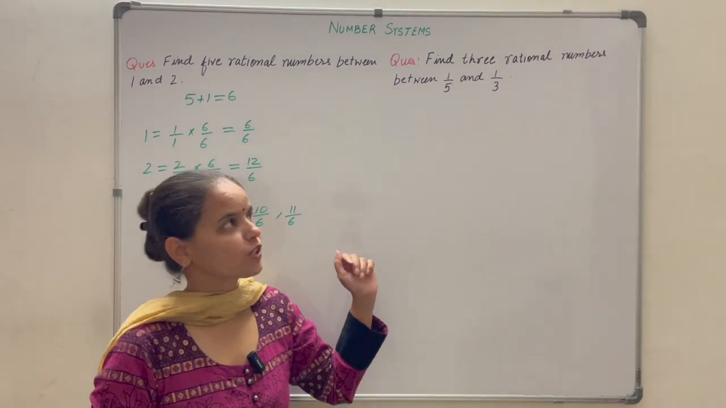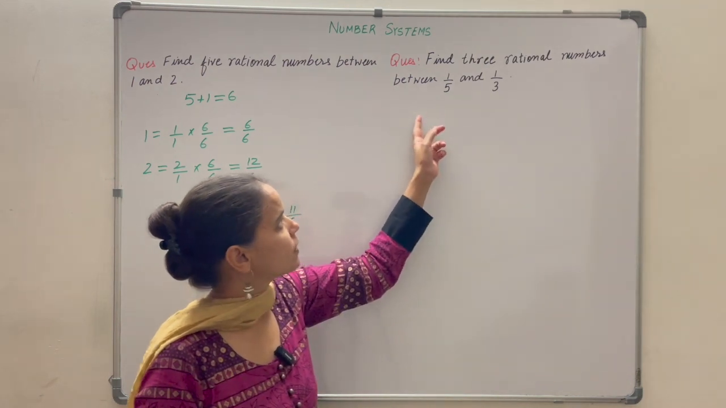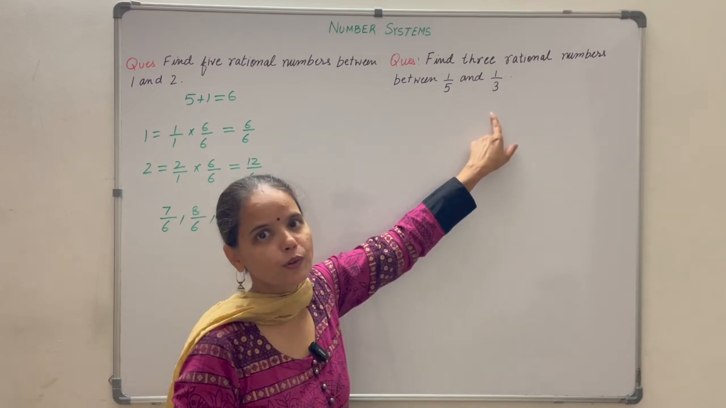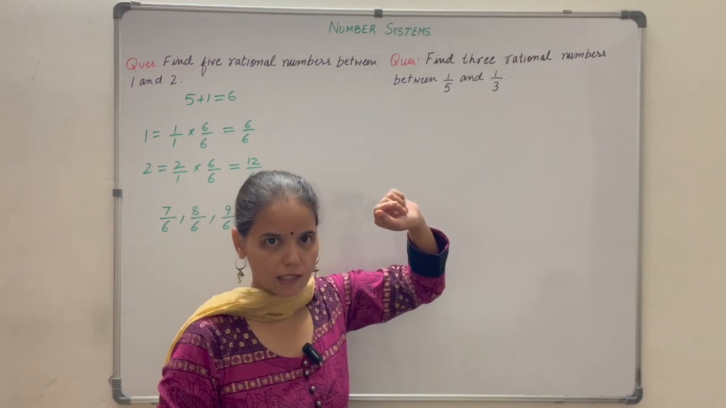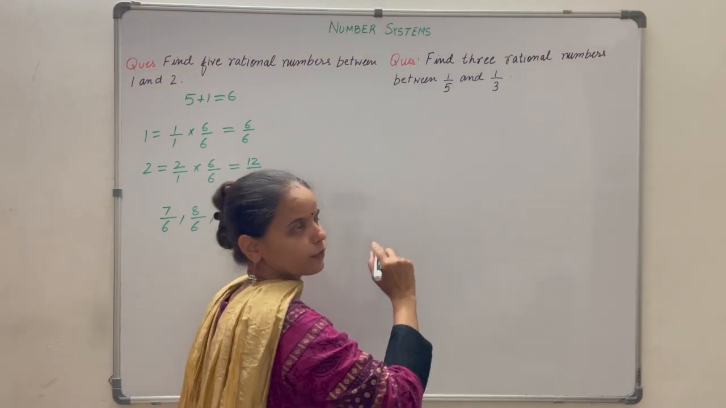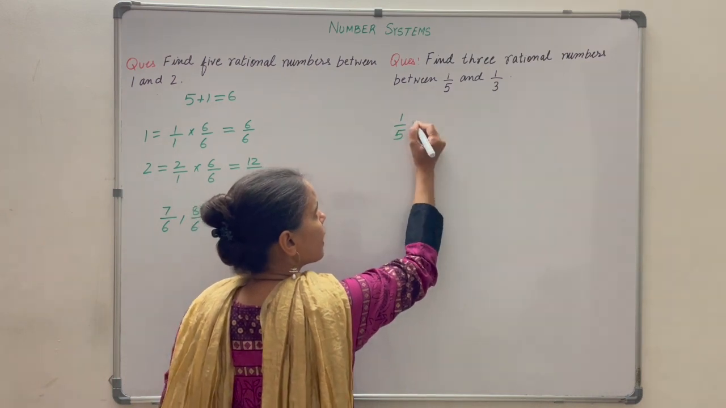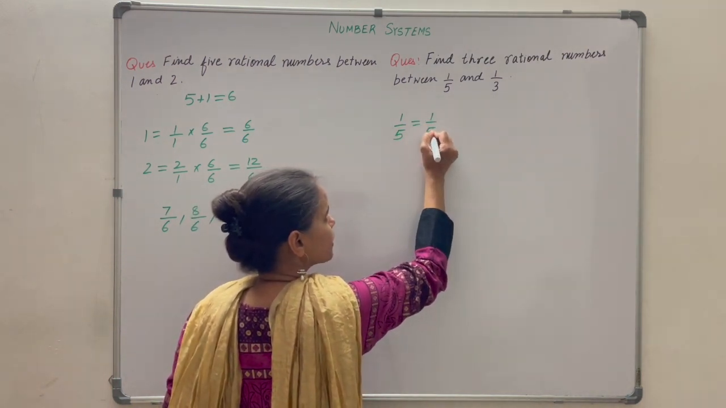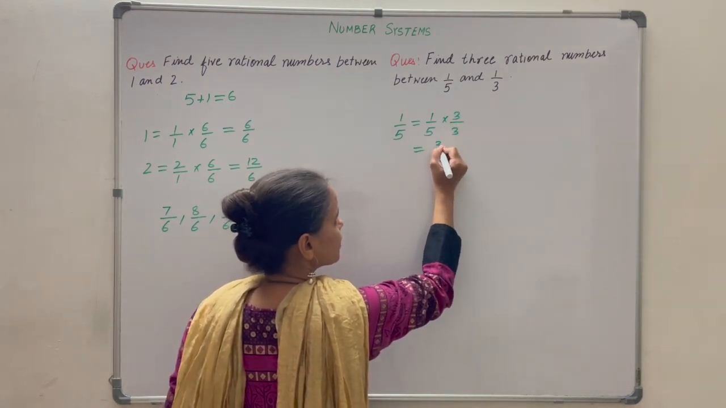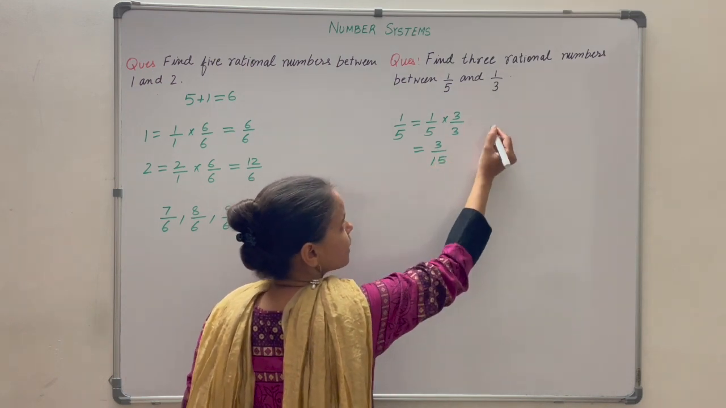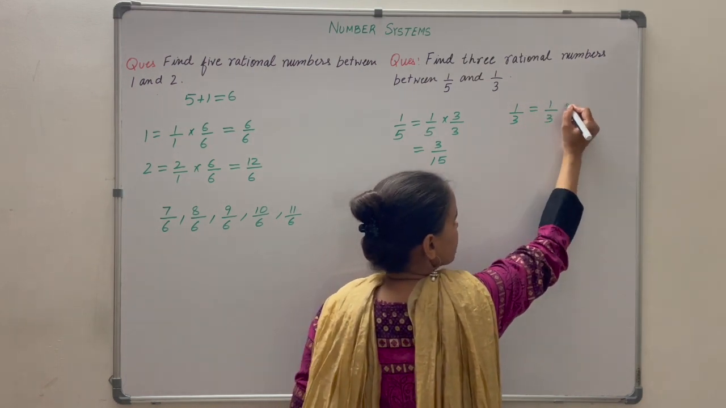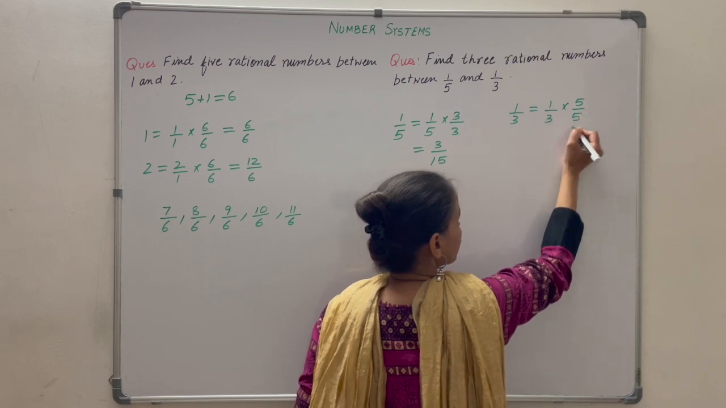Now let us take one more question here. Find 3 rational numbers between 1 by 5 and 1 by 3. So here you can see the denominators are different. So first you need to make the denominators same. So 1 by 5, what is the LCM for 5 and 3? It is 50. So 1 by 5, I am going to multiply here both numerator and denominator by 3 because LCM is 50. So what do you get here? 3 by 50. And 1 by 3, I am going to multiply both numerator and denominator by 5 because LCM is 50. So what do you get here?